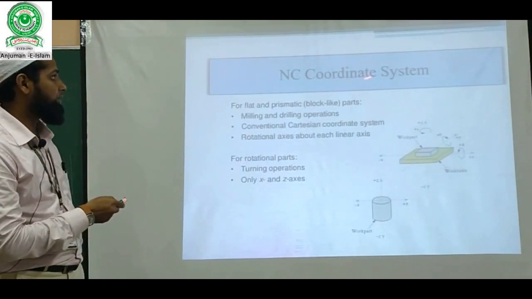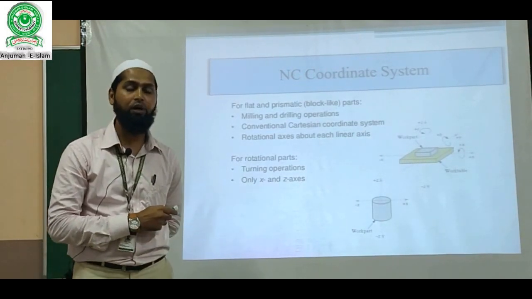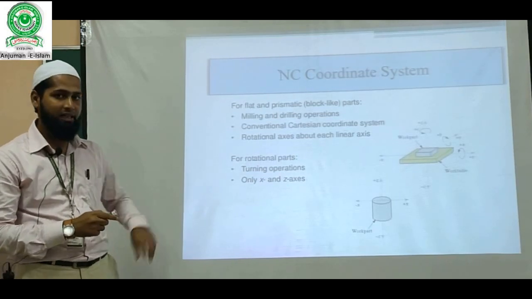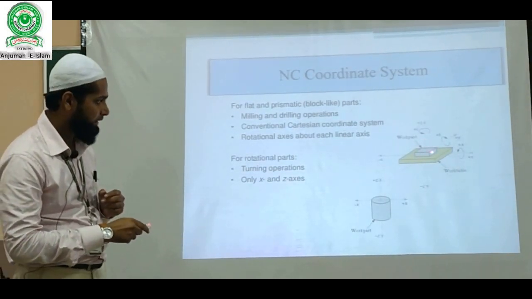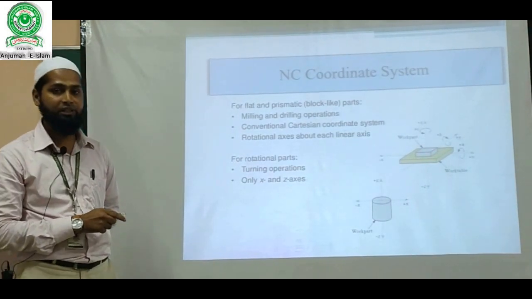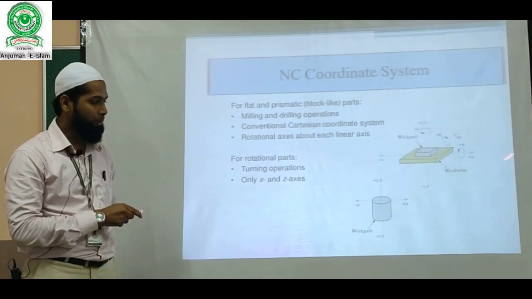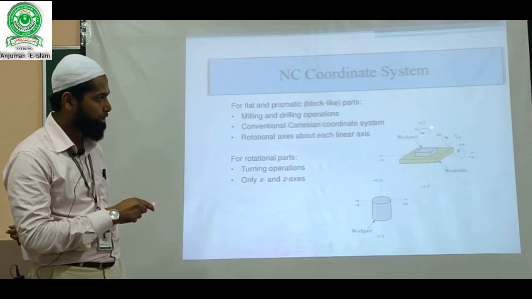Next is NC coordinate system. The NC coordinate system consists of a 6 degree of freedom system, meaning it consists of 3 translational motions, that is x, y and z directions, and 3 rotational motions along these 3 axes, positive and negative. In translation also it consists of positive and negative.